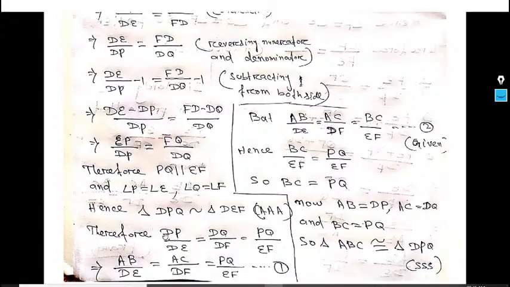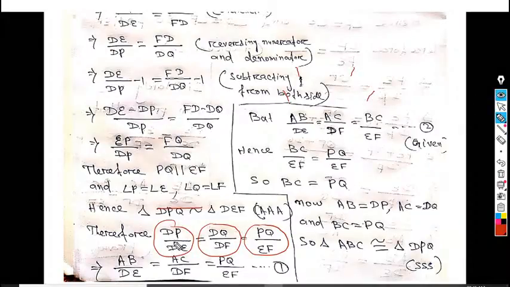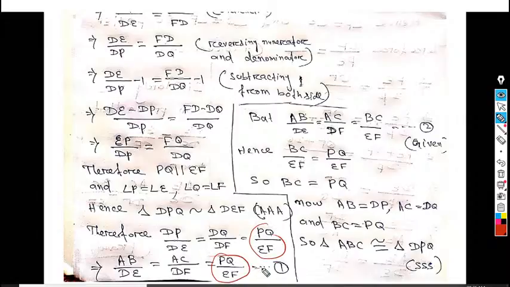Yes. So here, in place of DP we have written AB, and in place of DQ we have written AC. DE and DF are as they are; we have not changed them. And PQ by EF we have written as it is, and we have written it as statement 1. So now what we have got: AB by DE equal to AC by DF equal to PQ by EF.